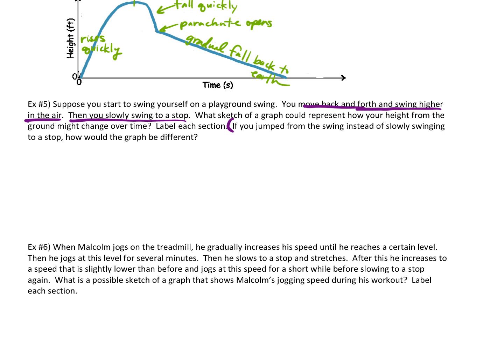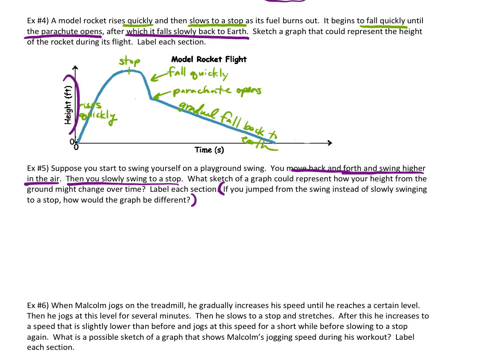And then this is kind of a second question. If you jumped from the swing instead of slowly swinging to a stop, how would that graph change? So forget that part for now. See if you can just come up with a graph. Now, on this last one, I gave you your variables, right? It was your height over time. For this one, I didn't give you the variables. Ooh, that's not great. We'll try that. But let's see if we can come up with the variables.